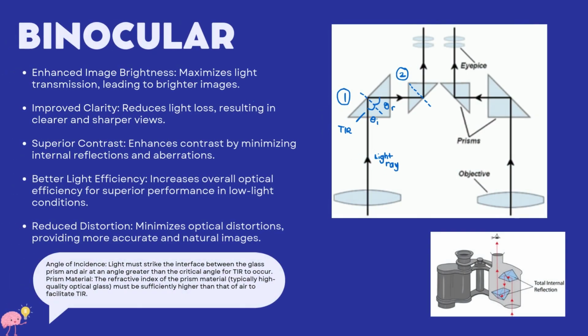Total internal reflection in binoculars works through the manipulation of light using prisms. Light entering the binoculars through the objective lens is directed to the eyepiece. The prisms inside the binoculars have surface angles such that when light strikes them at an angle greater than the critical angle, total internal reflection occurs. This means that instead of passing through the prisms, the light reflects off the surface and continues its path within the binoculars, eventually reaching the eyepiece. This process ensures that the light is efficiently transmitted through the optical system.